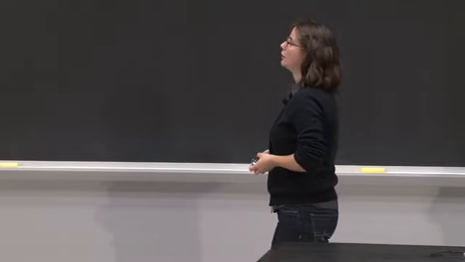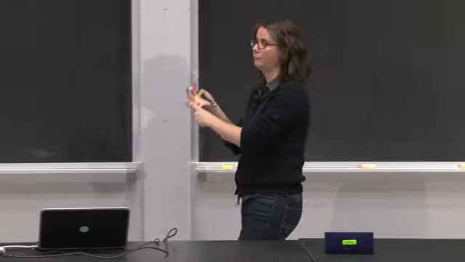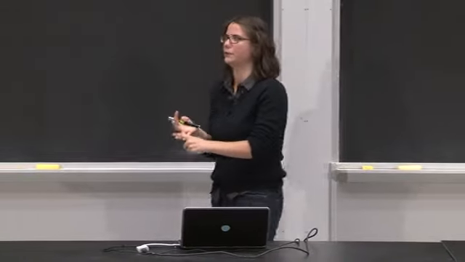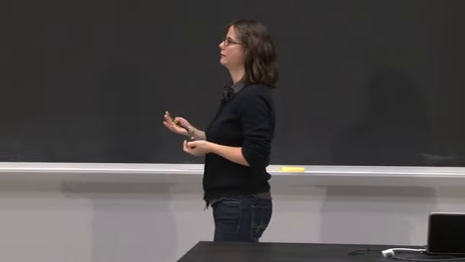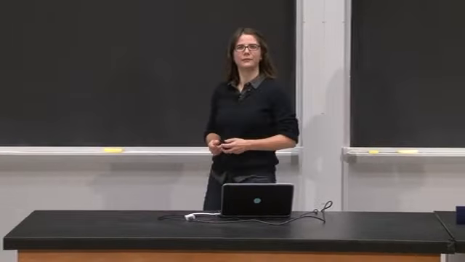Okay? So this is basically what I said. You really want to spot the bugs as soon as they're introduced. Okay? And exceptions are good if you want to raise them when the user supplies bad data input, but assertions are used to make sure that the types of inputs to functions, maybe other conditions on inputs to functions are being held as the values are being passed in. Okay? So the keyword here is making sure that the invariants on data structures are met. And that's it. Great. Thanks.